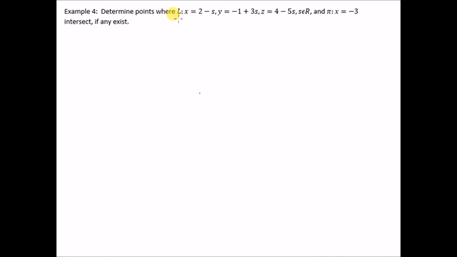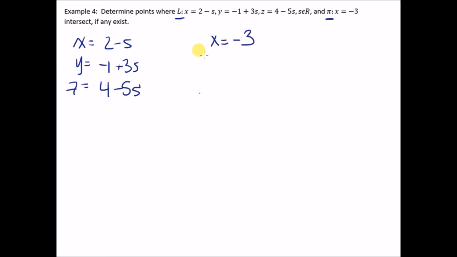Example 4: determine the points where this line and this plane intersect, if any exist. I'm just going to write the line down the page. x equals 2 minus s, y equals negative 1 plus 3s, and z is 4 minus 5s. This plane looks a little bit different because the y and z components are both 0. So we have x equals negative 3. This is a little bit easy because it takes us back to grade 9 or grade 10 where we do substitution. So we substitute 2 minus s where that x is. I get 2 minus s equals negative 3.